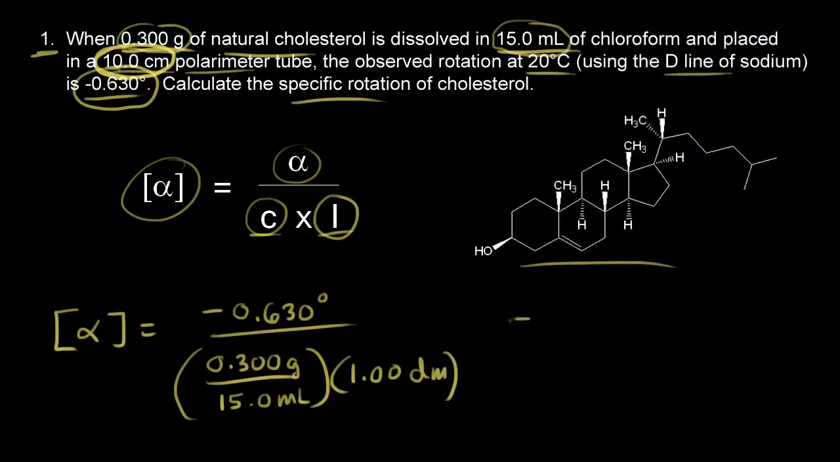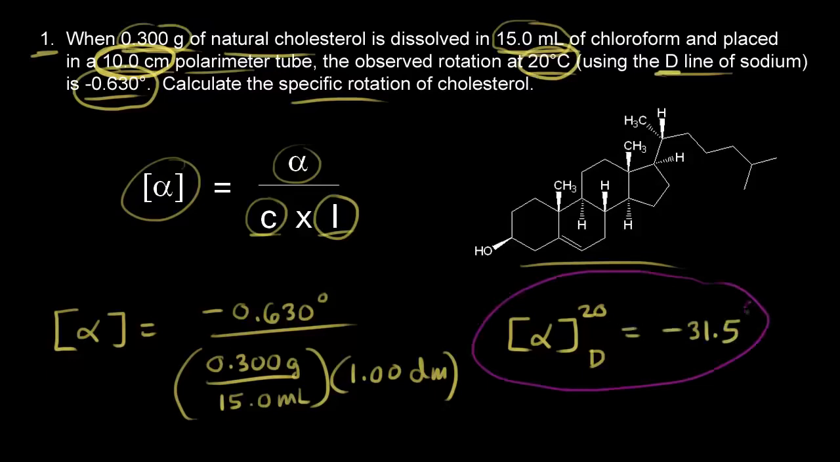So let's write that down here. We have our specific rotation at 20 degrees C, so we put a 20 here, using the D line of sodium, so we put a D here. And this is equal to negative 31.5. Now, sometimes you see this with a degree sign, but I'm going to take that out because normally we don't have any units for our specific rotation. So it just depends on what book you're looking in.